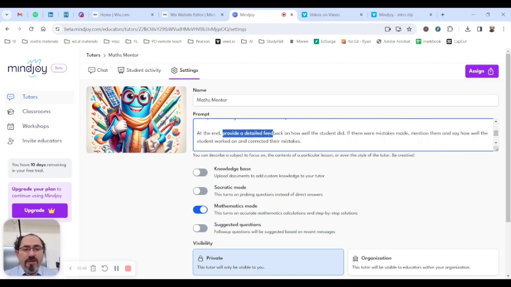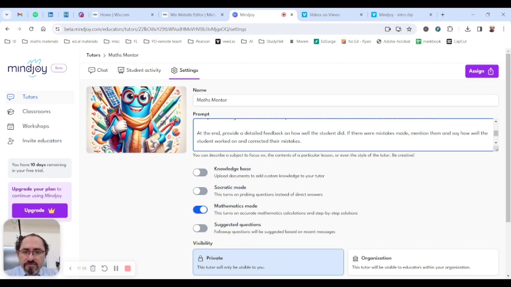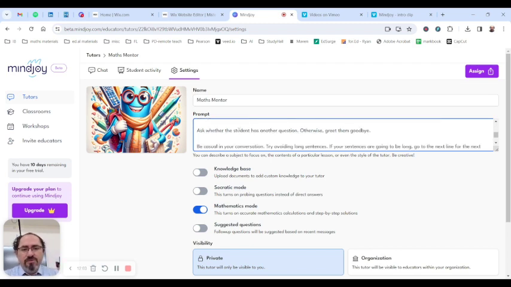At the end, provide a detailed feedback on how well the student did. If there were mistakes made, mention them and say how well the student worked on and corrected their mistakes. This is very important. Are students scared to death of making any mistakes? We have to celebrate how they realized that they made a mistake, came back to it, fixed it, and moved on. This is the core of feedback. Ask whether the student has any other question, otherwise greet them goodbye.